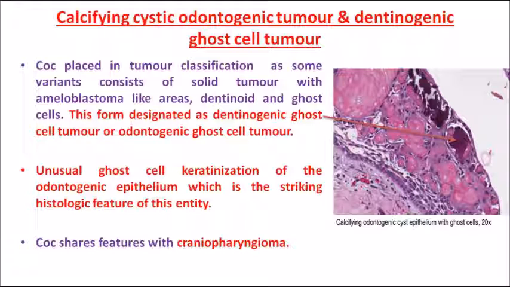Now, there is an unusual ghost cell keratinization of the odontogenic epithelium, which is a striking histological feature of this particular variety. That ghost cell appearance is what is shown in that particular image. So ghost-like calcifications or keratinizations are seen. This is especially seen in calcifying cystic odontogenic tumor and dentinogenic ghost cell tumor. And this type of cyst, calcifying odontogenic cyst, shares some features with craniopharyngioma.